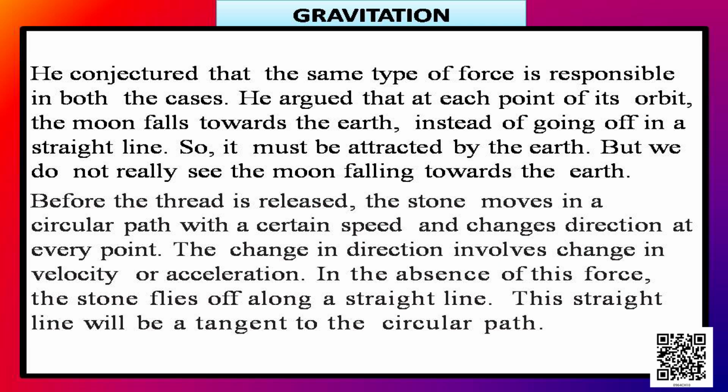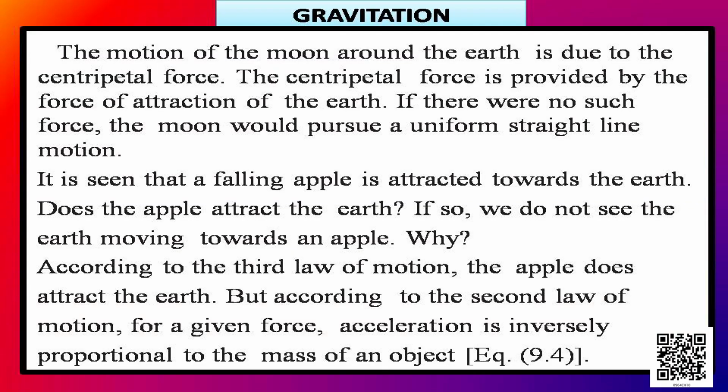But we do not really see the moon falling towards the earth, do we? Yes, we see the earth moving round the sun. We see the moon, it moves round the earth. It never comes towards earth or falls on earth. Neither does the earth fall on the sun. Otherwise, there would have been a destruction overall, isn't it? The motion of the moon around the earth is due to the centripetal force. The centripetal force is provided by the force of attraction of the earth. If there were no such force, the moon would pursue a uniform straight line motion.